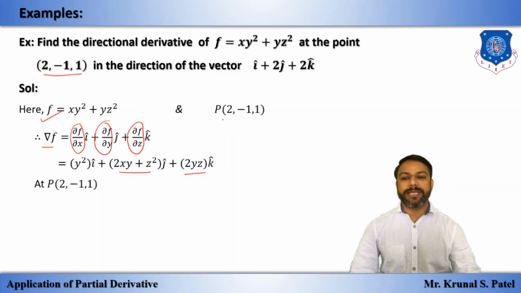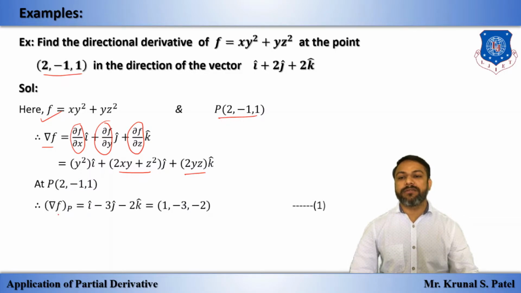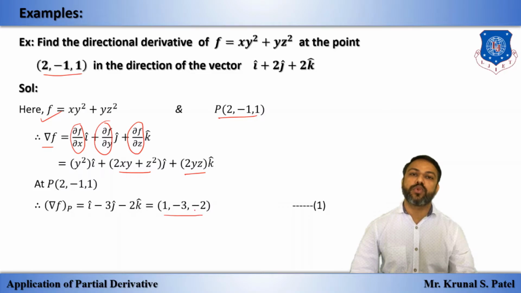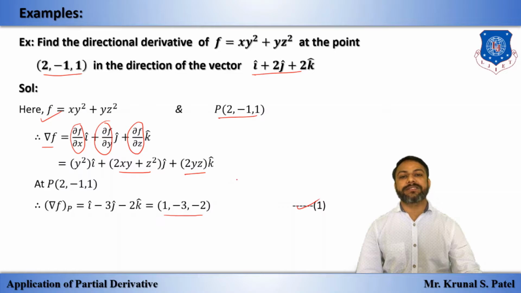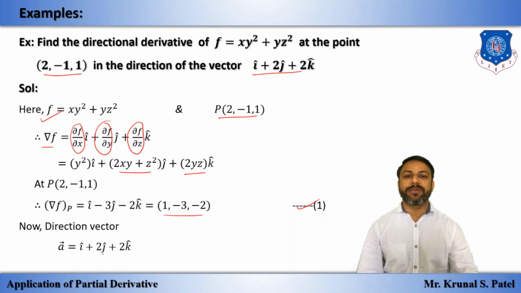Now at point p, that means we will put the value of x, y, z. So we have del f at p is i minus 3j plus 2k. We can write this point as 1 comma minus 3 comma 2. This is our equation number 1. One task is over. Now the direction vector is given. So we say this direction vector as a. So we have direction vector a is i plus 2j plus 2k, which is given.